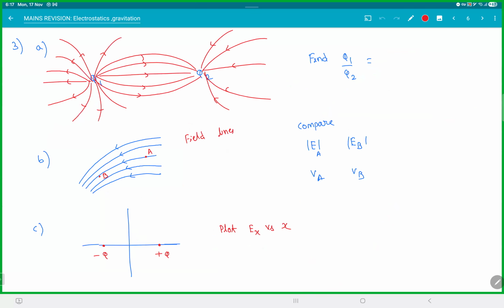Let's get this thing. 3 questions. We have 2 charges Q1, Q2. Find Q1 by Q2. There are electric field lines here. Compare electric field and potential at A and B. There are 2 charges, minus Q and plus Q. Plot electric field on the x-axis versus x coordinate. We have done these questions in the class notes.